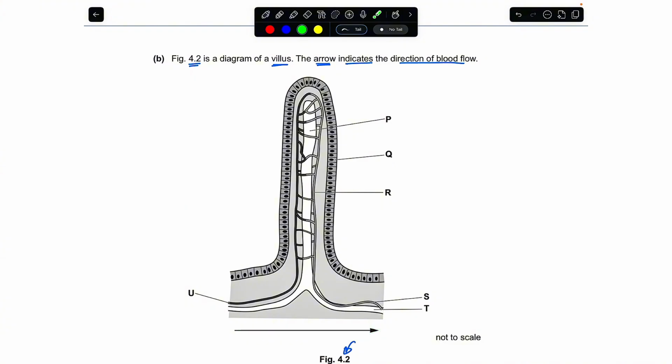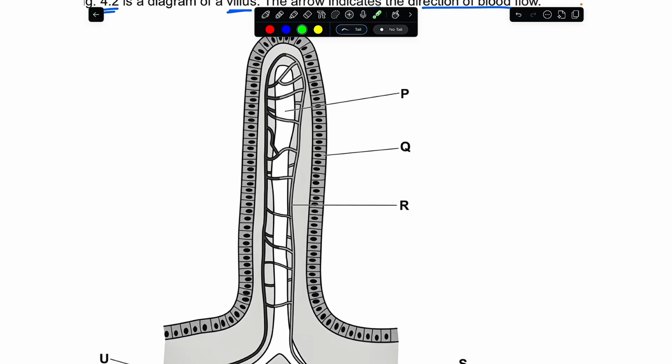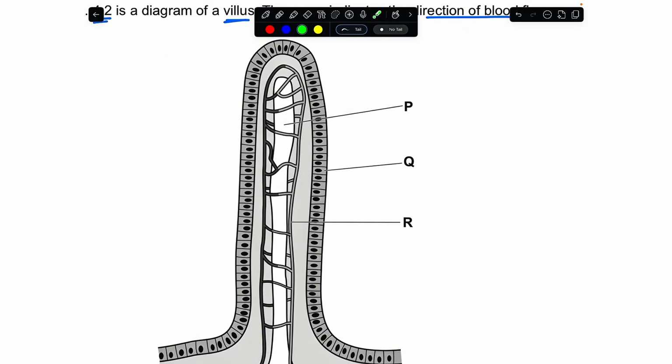If I quickly highlight the parts within the villus, P is located at the center, and this is the lacteal. Q are the epithelial cells, and these epithelial cells have microvilli, transport proteins, and abundant mitochondria. All of them are related to absorption and increasing the surface area.